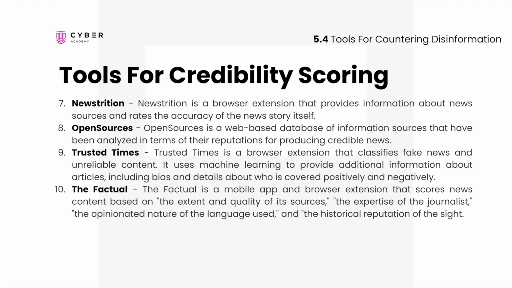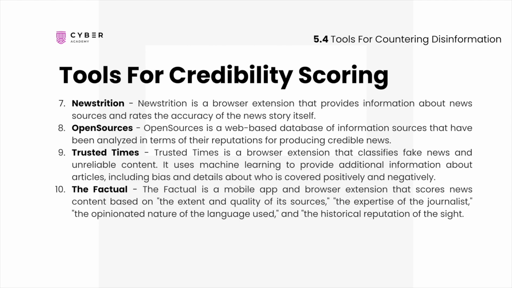Newstrition is a browser extension that provides information about news sources and rates the accuracy of the news story itself. Open Sources is a web-based database of information sources that have been analyzed in terms of their reputations for producing credible news. The database classifies websites as fake news, satire, extreme bias, conspiracy theory, rumor mill, state news, junk science, hate news, clickbait, proceed with caution, political, and credible.